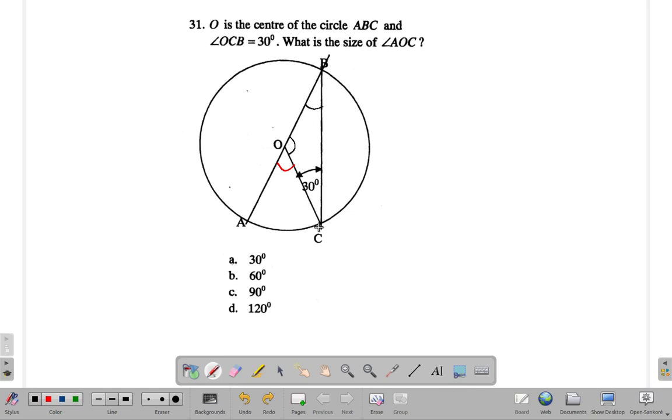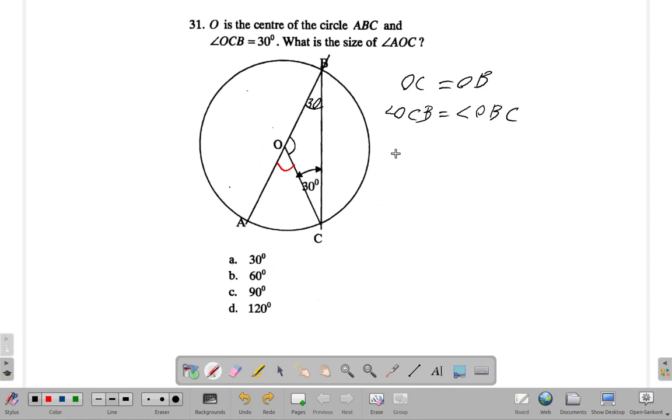OC is the radius of this circle. OB is also the radius of this circle, so they must be equal. OC and OB are equal in length. So what that means is the angle OCB must be the same as the angle OBC. Why? Because OC is equal to OB. So this must also be 30 degrees. In other words, OBC is an isosceles triangle. Two sides are equal, so two angles are also equal.